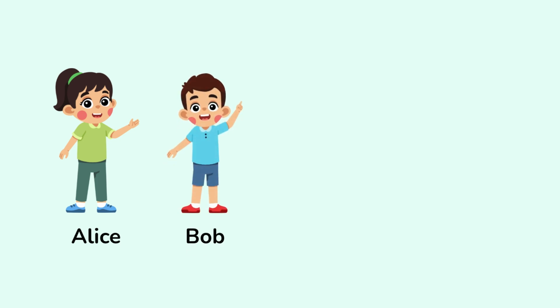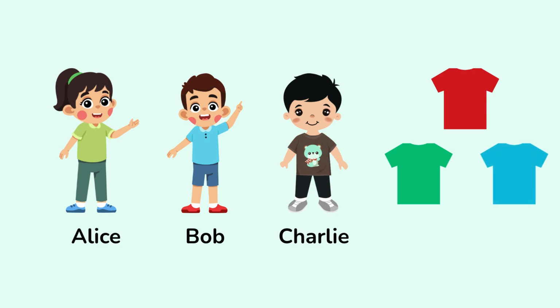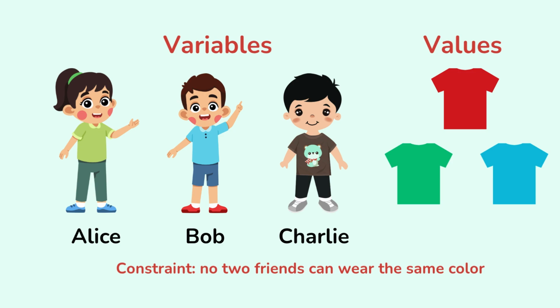Imagine we have three friends, Alice, Bob, and Charlie, and we want to give each of them a different color for their t-shirt. The available colors are red, green, and blue. The variables in this case are the people. The values are the three colors. The constraint is that no two friends can wear the same color. This is a classic CSP. Assign a color to each person so that everyone has a different one.